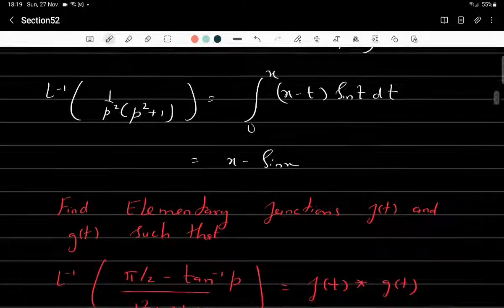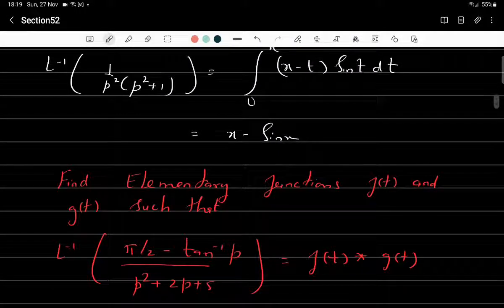Now let us consider the second problem, which says to find the elementary function. So mainly we need to find the Laplace inverse of (pi by 2 minus tan inverse p) by (p square plus 2p plus 5). If you see this one, or if I break it into parts, it does not look trivial to find the Laplace inverse of pi by 2 minus tan inverse p. So spend some time and think how you can find it. Yes, this is a very interesting question.